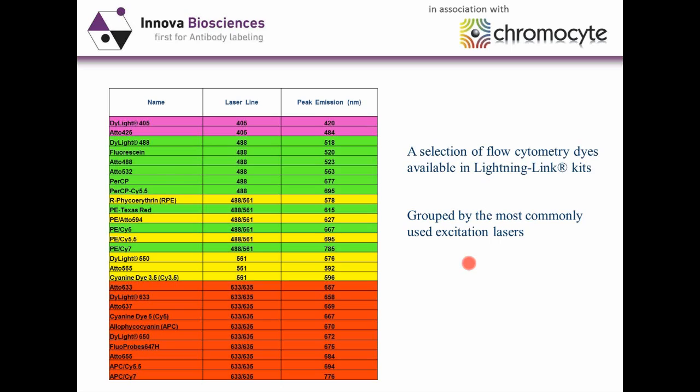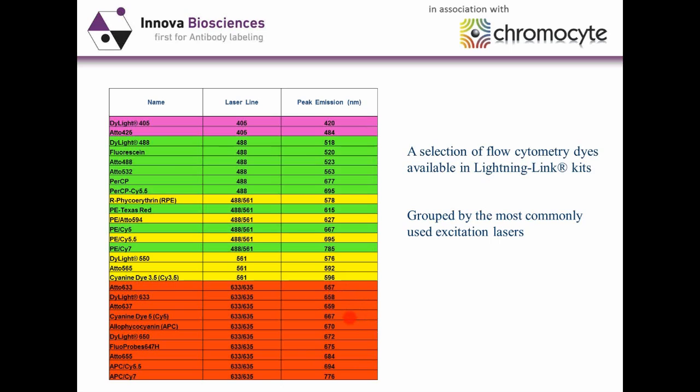Graham showed this slide, or the table from this slide earlier on, really to underline the wide choice of flow cytometry dyes that are available nowadays. This is just a selection of flow cytometry dyes that are available in Lightning-Link kit format. And as Graham mentioned, these are grouped by the most commonly used excitation lasers. So there are dyes available to excite off of the 405 nanometer laser line, the very common 488 line, 561 lasers, or any of the lasers around about 500 nanometers, and also the 633 or 635 lasers.